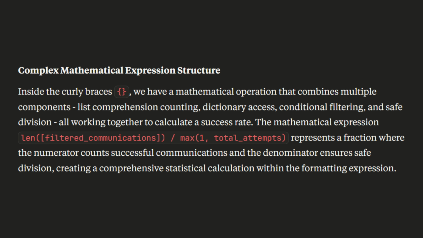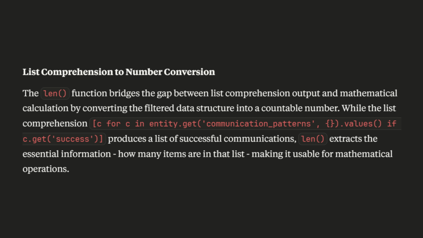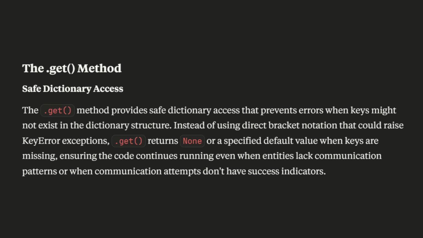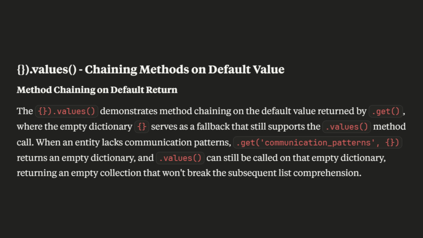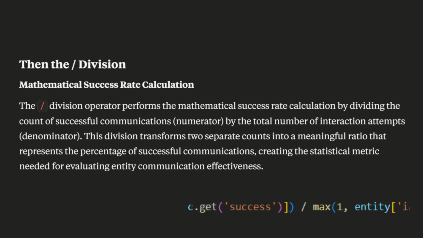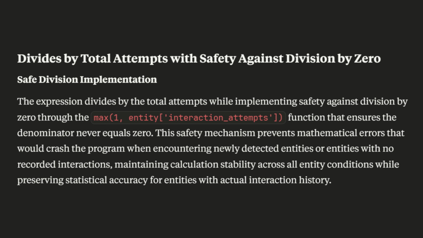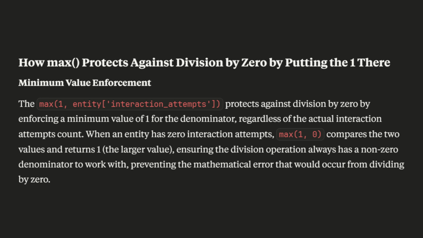Inside the curly braces, we have a mathematical calculation with multiple nested operations. We're using the length function, len. We see c for c in entity.get, which .values, and then an if c.get success. This counts successful communication using a list comprehension. We have the division symbol, the / max, the max function, 1, entity, going down that path, interaction attempts in entity, divides by the total attempts with safety against division by 0. The max, using that for the safety against the division by 0 by putting the 1 there.